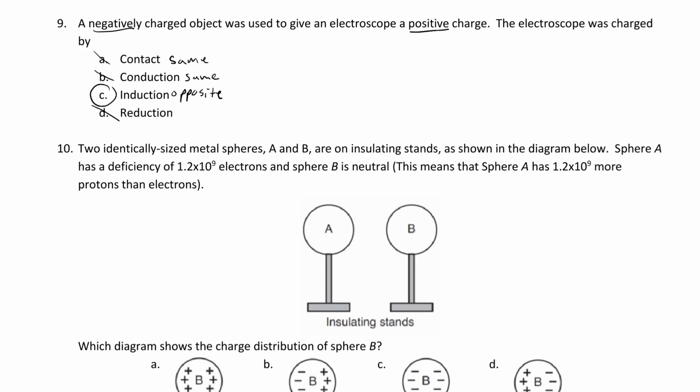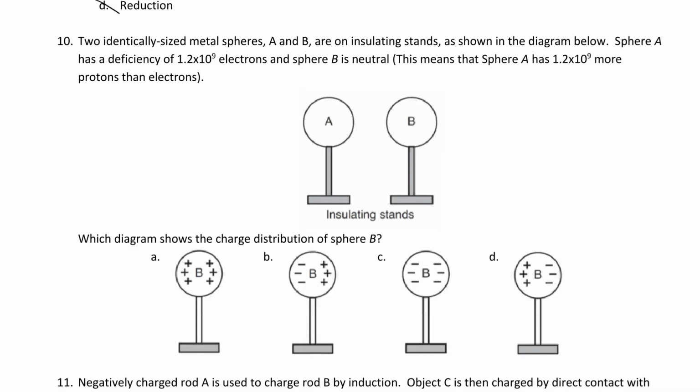I was worried they'd say friction in there too, right? Because friction is the same end result. You're left with opposite charges, but it doesn't. It says reduction because that's ridiculous.